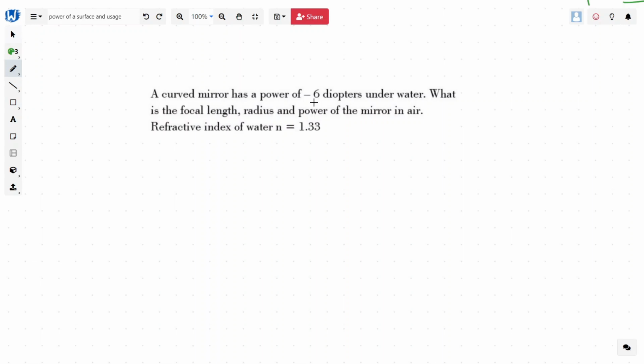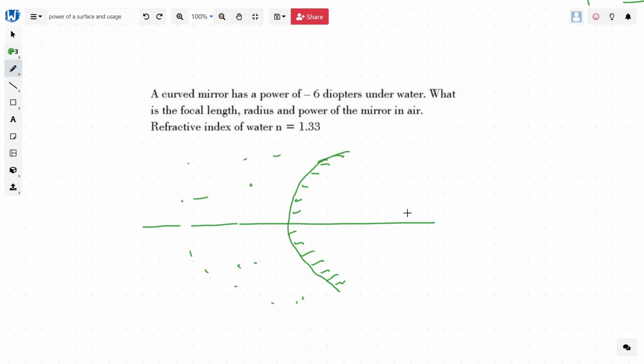A curved mirror has a power of minus 6 diopter underwater. Okay, so we have a curved mirror with a negative power, right? So it is going to be a convex mirror perhaps. And it is underwater, so it is in a medium where n1 is 1.33. What is the focal length, radius, and power of the mirror in the air, right?